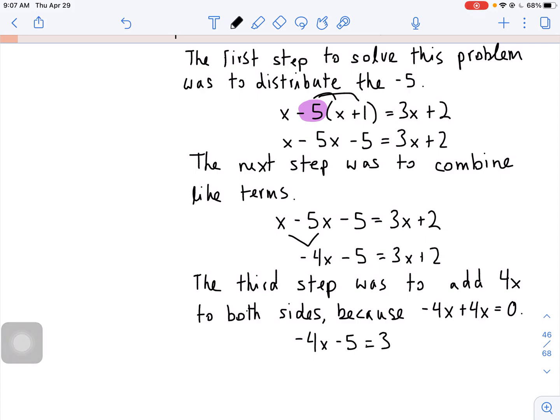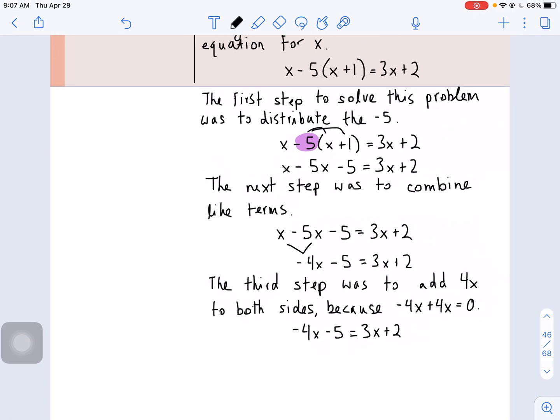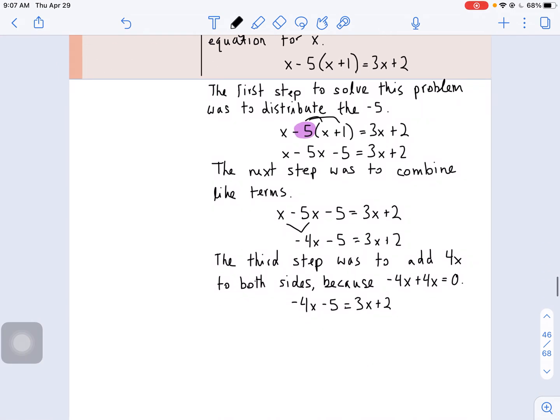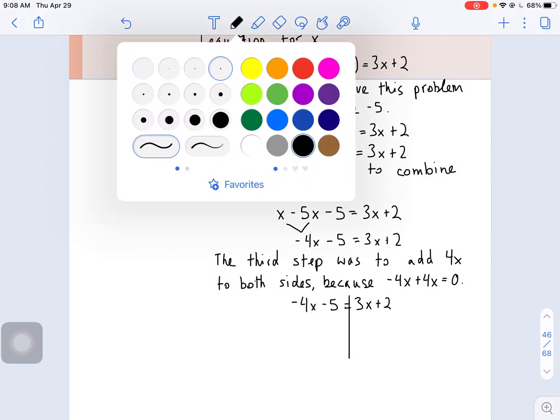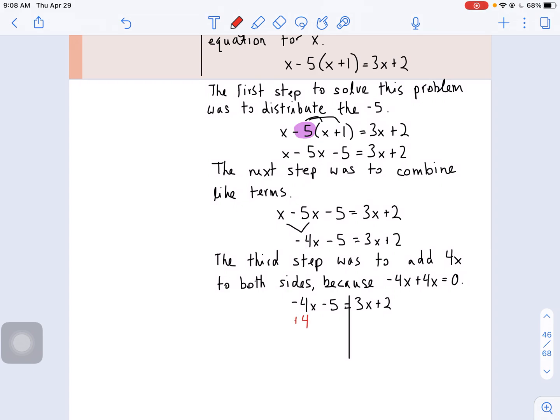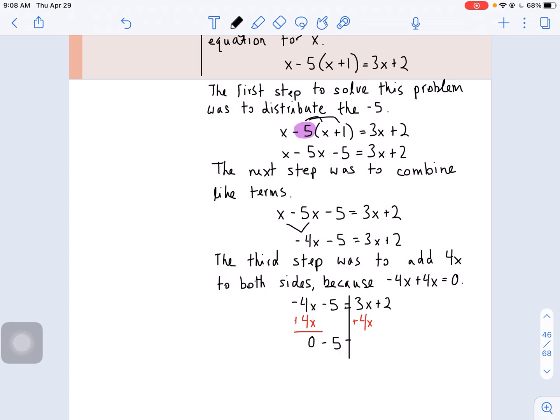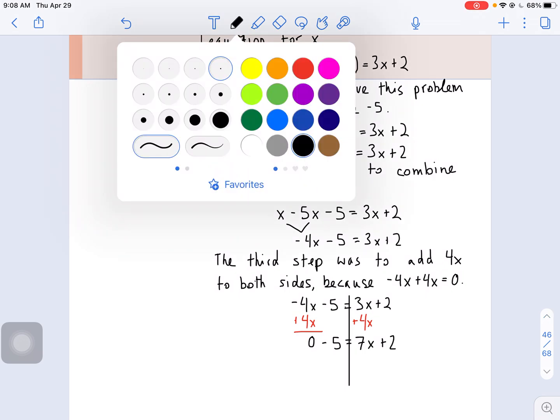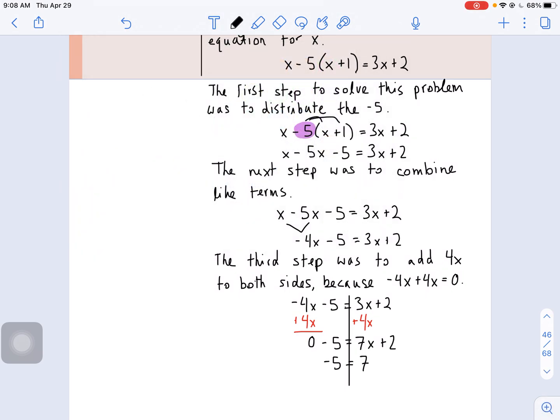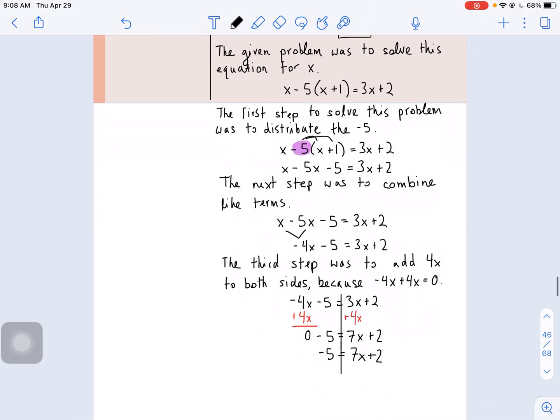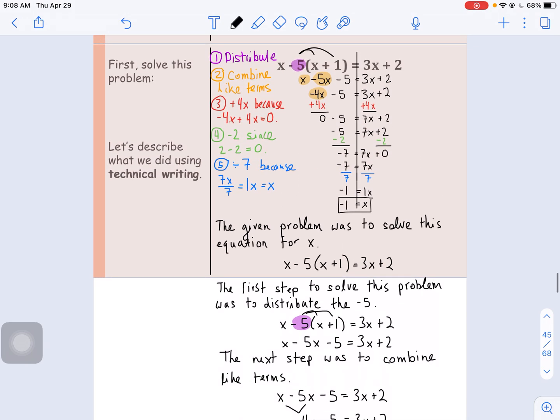So here's our problem. I'm going to draw the line. Add 4x to both sides. We'll get 0 minus 5 equals 7x plus 2, or -5 equals 7x plus 2. Okay, we got 2 more steps.